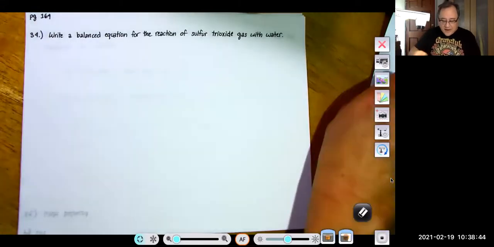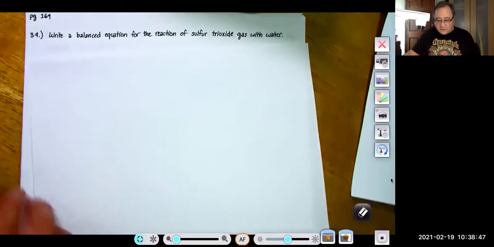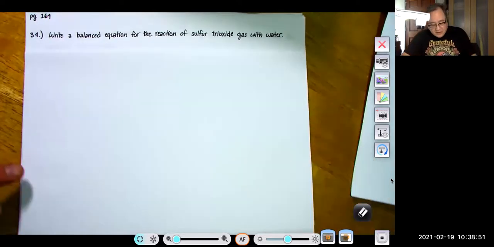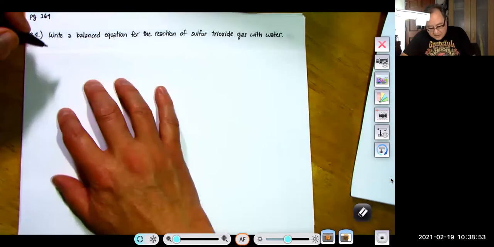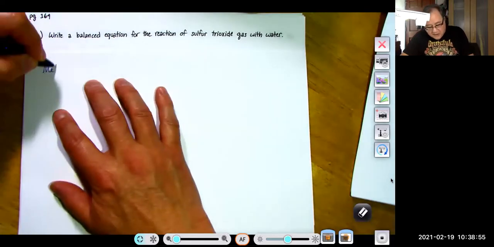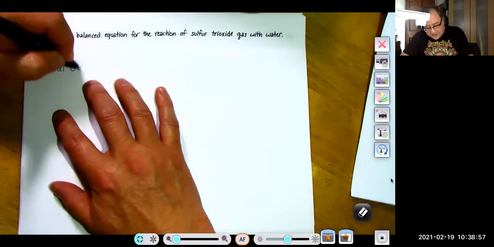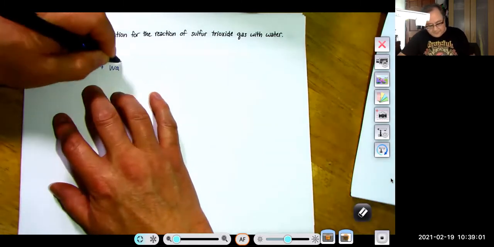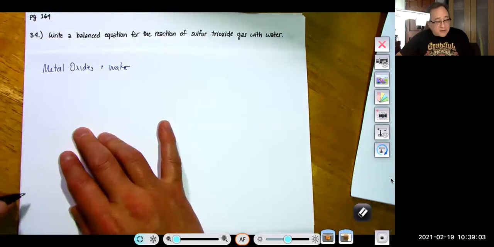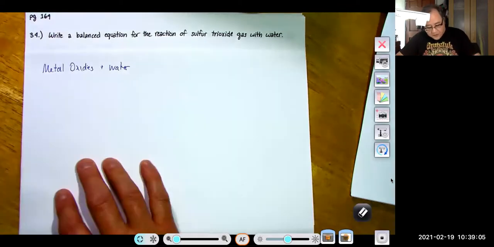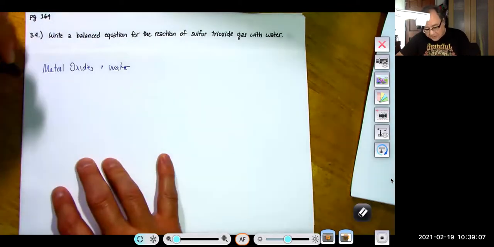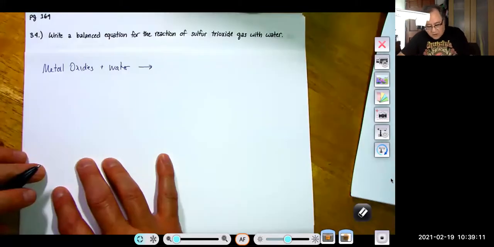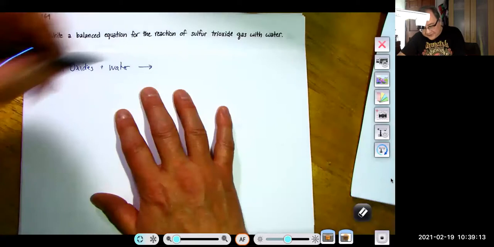Write a balanced reaction for the reaction of sulfur trioxide gas with water. So this is something they talk about in the book. They talk about metal oxides and water, and they talk about non-metal oxides in water. So if we look at non-metal or metal oxides in water, metal oxides in water form a base.